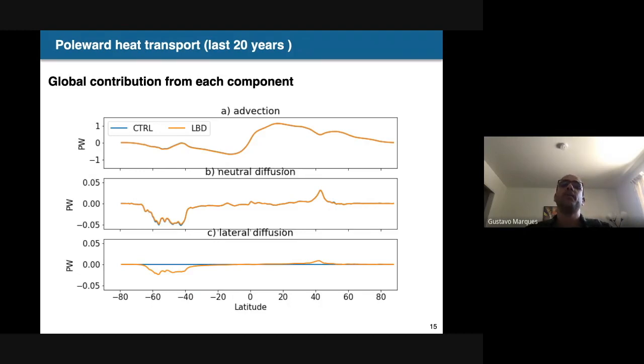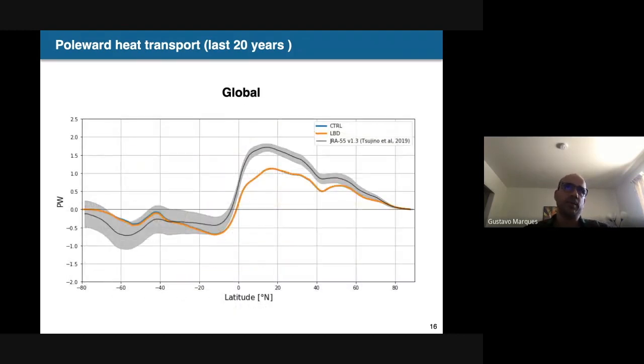In terms of neutral diffusion, we start to see a slight difference. The control case has slightly stronger southward in the Southern Ocean region. We can see a little bit here in the Northern Hemisphere too. And then the last panel is the lateral diffusion, which is kind of a third of the neutral diffusion. And again, contribution is small, but we can see here that it is doing something. And then when we look at the sum of all the terms for the global polar heat transport, it is slightly better in the LBG.